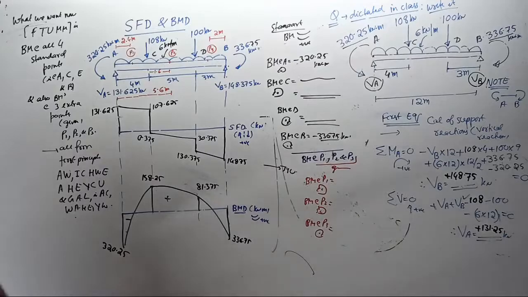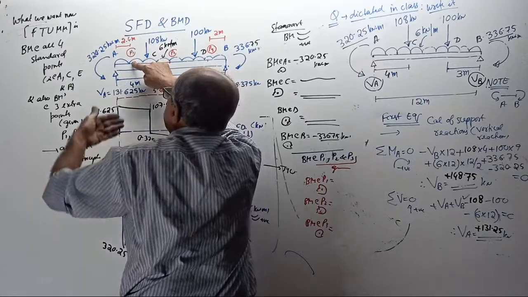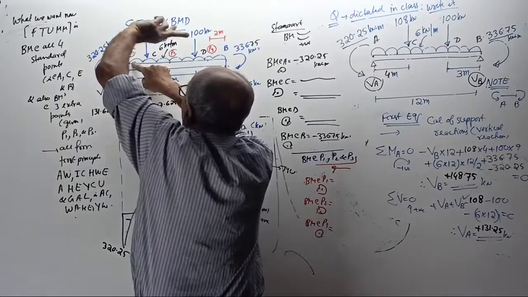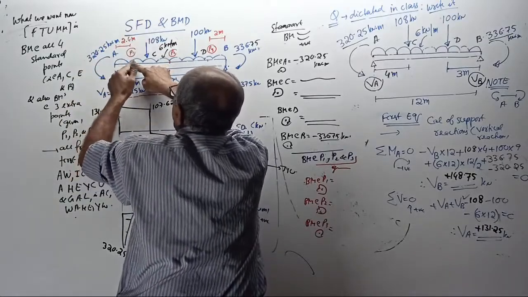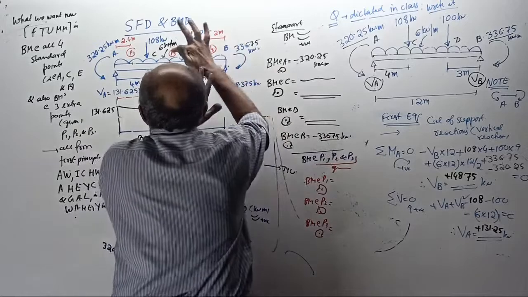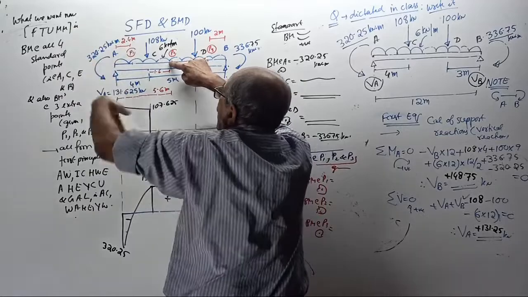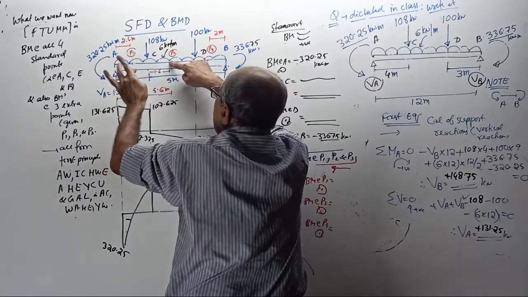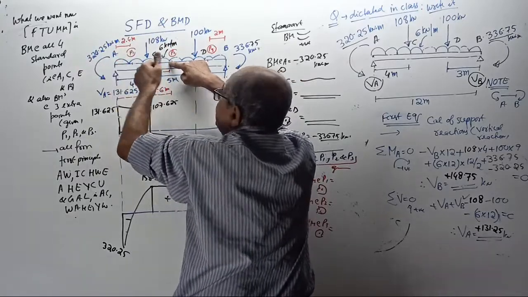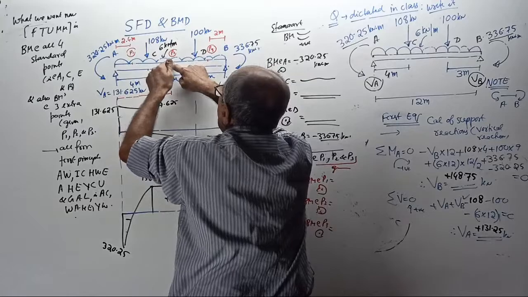See correctly now. BM at P1, look this side, minus 320.25 plus 131.625 into 2.4 minus 6 into 2.4 into 2.4 by 2. Start. Calculate and tell me the answer. BM at P2. Remember, this is 1.6 minus 320.25 plus 131.625 into 5.6 minus 6 into 5.6 into 5.6 by 2 also minus 108 into 1.6.